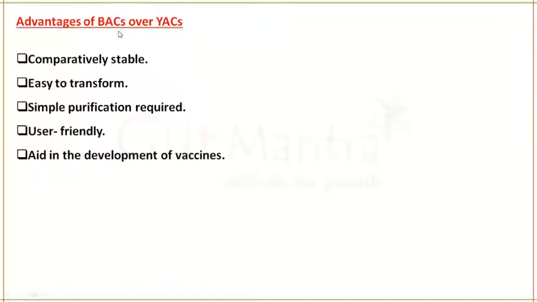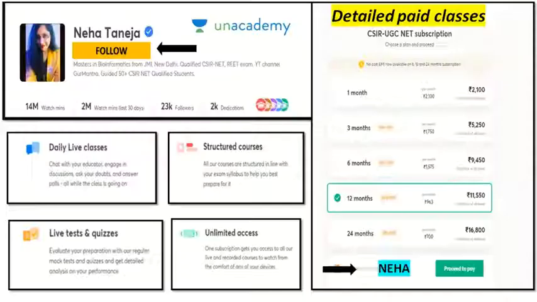So advantages of BACs over YACs. So what is the advantage of bacterial artificial chromosome over yeast artificial chromosome? So BACs are more stable, they're easy to transform, purification is a simple procedure, user friendly, and it's most useful for the development of vaccines. Okay, so these are the advantages of BACs over YACs.